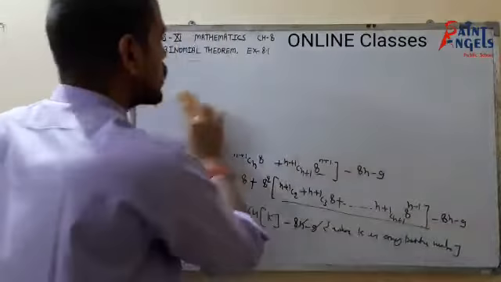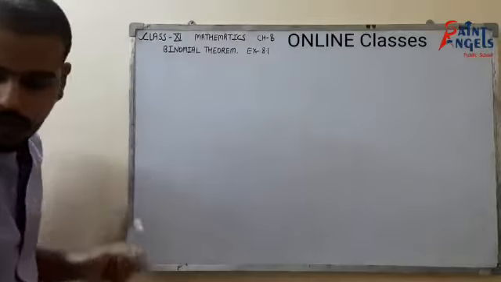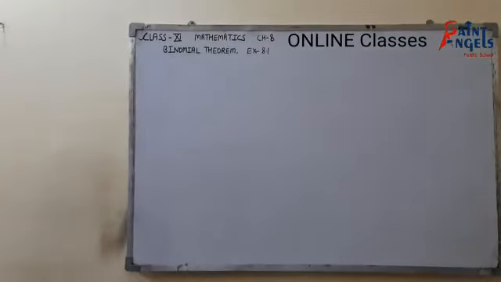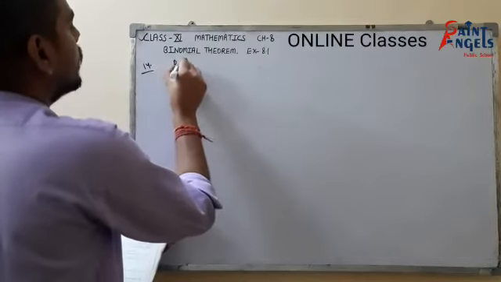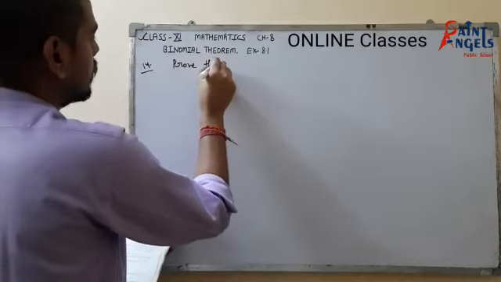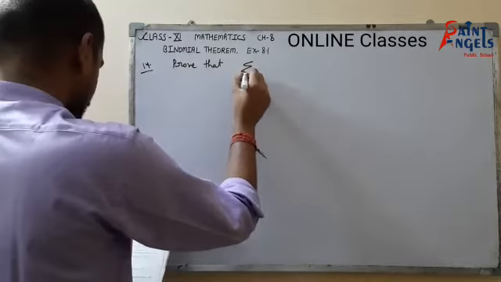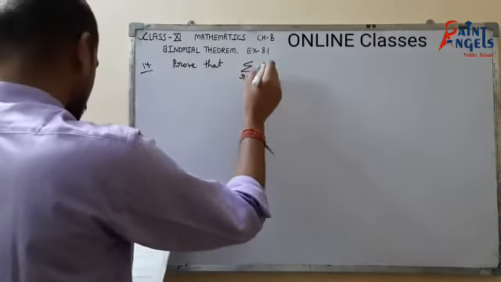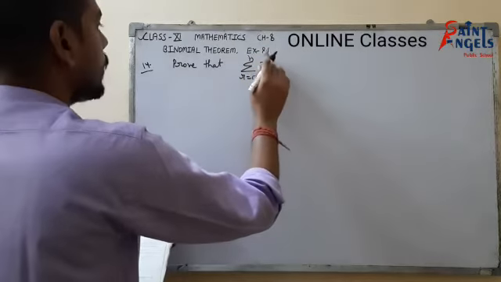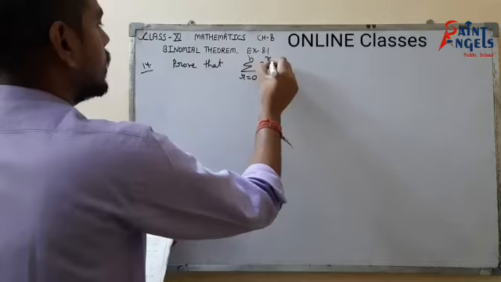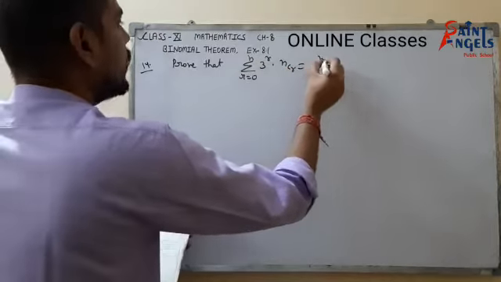Now look at the last question of this exercise and our exercise 8.1 will be finished. So the question is, question number 14, prove that summation r equals 0 to n, 3 to the power r, sorry, my mistake, nCr into 3 to the power r is equal to 4 to the power n. We have to solve that.